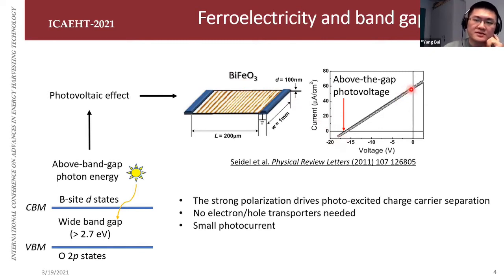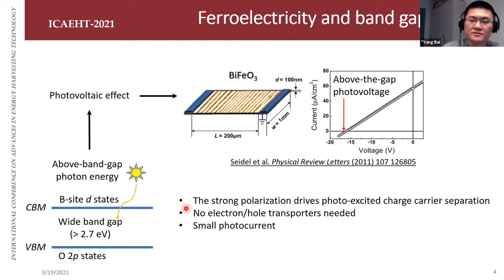So it's a different topic if you want to dig into the fundamentals of how the photoferroelectric or bulk photovoltaic solar cell works. There are quite many people, including myself, digging into this topic. But it's not the topic today. We're going to talk more about the applications.